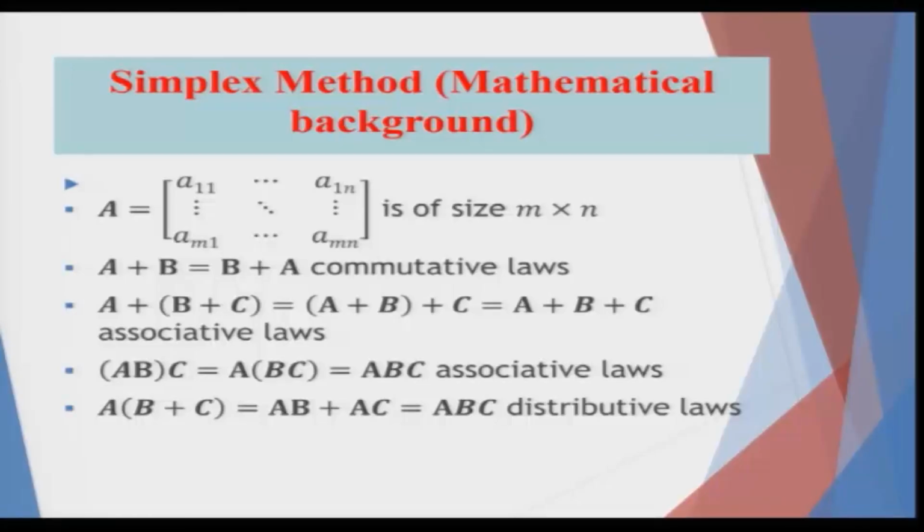Similarly, the distributive law of multiplication over addition means that if I first add B and C and then multiply A with the sum, it gives the same answer as multiplying A with B and A with C and adding them up. Sorry, my mistake, this part should not be there, so I will try to remove it.